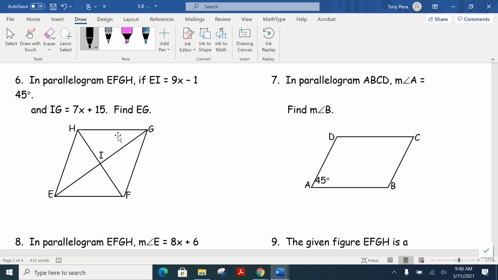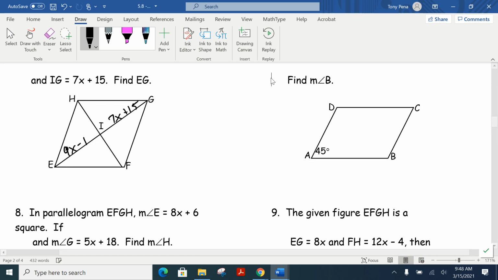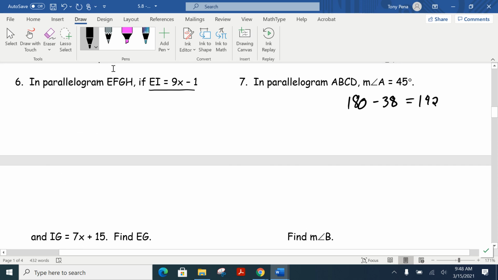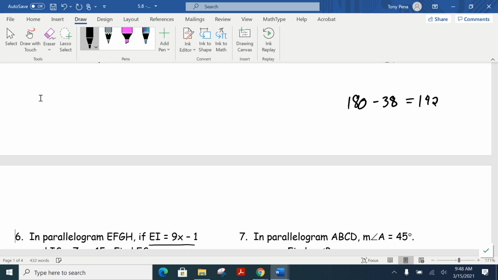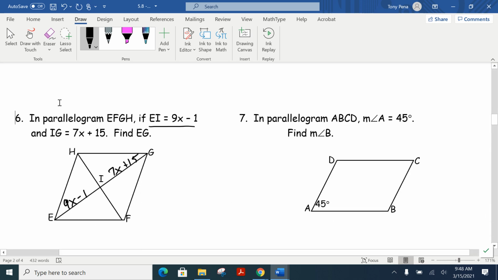you answer your question. All right, so for this one, you are told that EFGH is a parallelogram. E to I is going to be 9x minus 1. And then IG is 7x plus 15. This should be moved over here. All right, so in a parallelogram, again, please have the properties next to you tomorrow. If you have the notes in front of you and that's legal this year, take advantage of them.